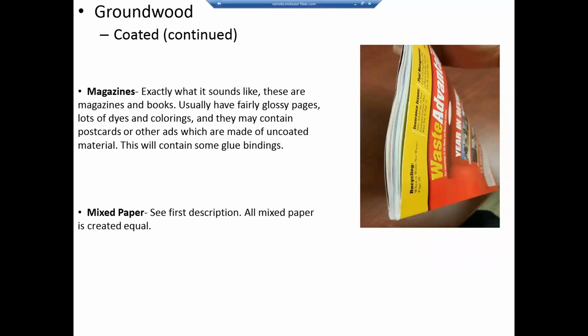Magazines are the next grade in the coated groundwood papers. This is exactly what it sounds like. There are magazines and books, and is what you would end up with after cutting coated sections and binding them together. They will have shiny or glossy pages, lots of dyes and colorings, and may contain postcards or other ads which are made of uncoated material. These will contain some glue bindings.